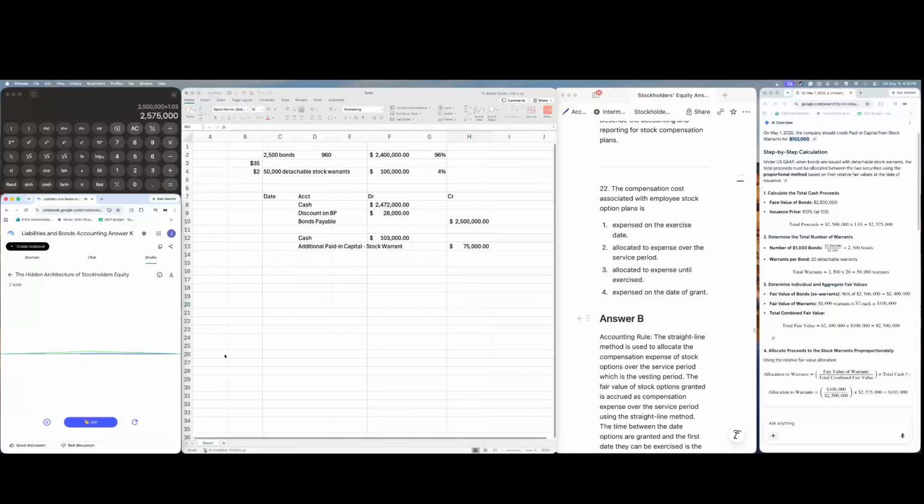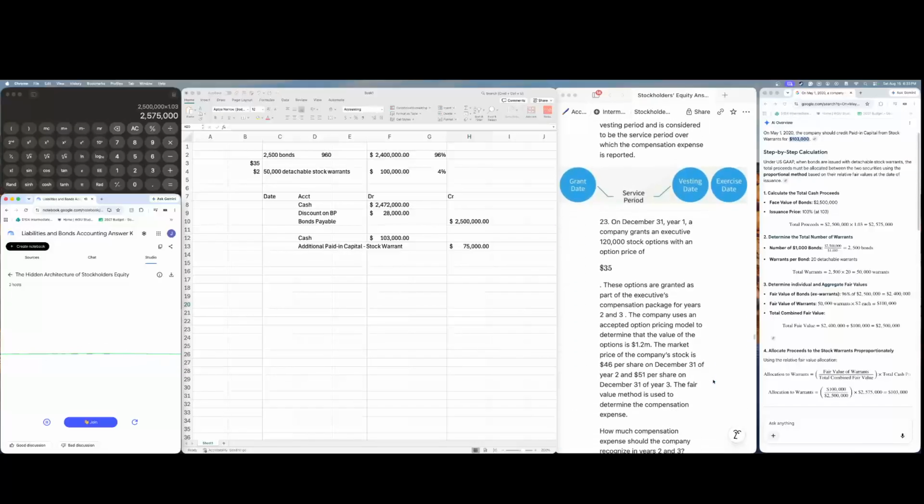This cost is essentially the value of the options given to employees as a reward. But the company doesn't just record the whole cost the day they hand them out. Precisely. That cost is allocated as an expense over what we call the service period. Think of it as the time the employee has to work to actually earn them. We call that the vesting period, and we spread the expense out using straight line.